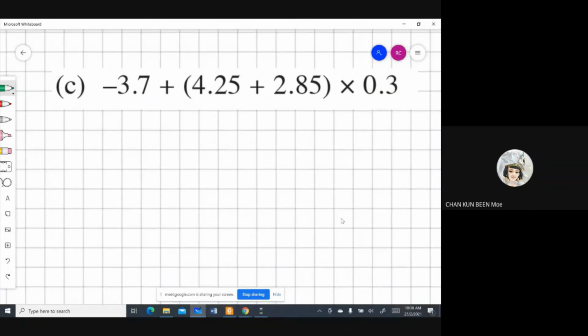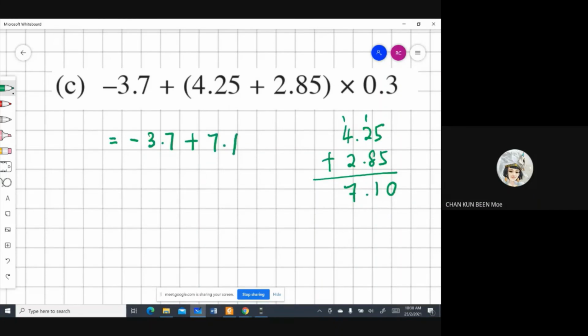Negative 3.7 plus 4.25 plus 2.85 times 0.3. So solve the one in the bracket first. Therefore, the rest you copy down. Negative 3.7 plus 4.25 plus 2.85. If you can calculate very fast in your mind, actually you can get the answer already. Okay, so I show it to you. Plus 2.85. 5 plus 5, 10. This is 11. This is 7. So it is 7.1 times 0.3.